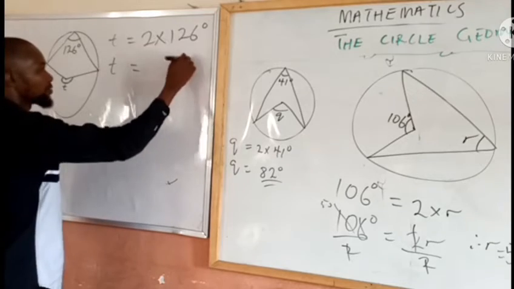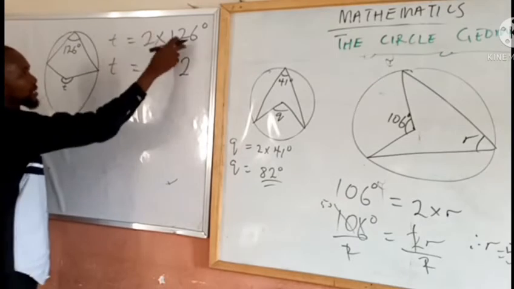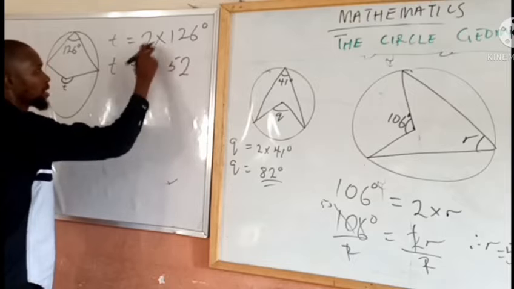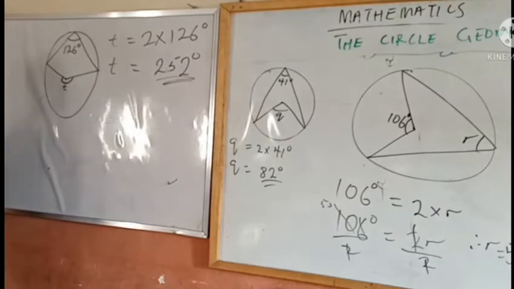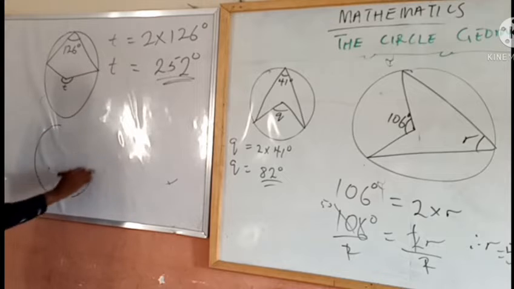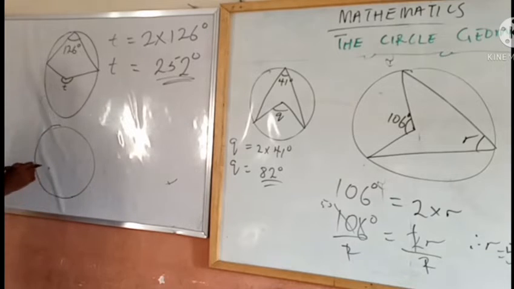2 times 6 here gives 12, with the remainder of 1. 2 times 2 is 4 plus that 1 is 5, and 2 times 1 is 2. So our result here is 252 degrees. That's question 3. In number 4, what I have is this. I have it like this.